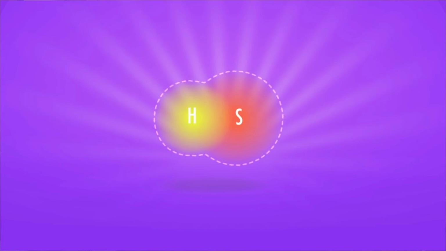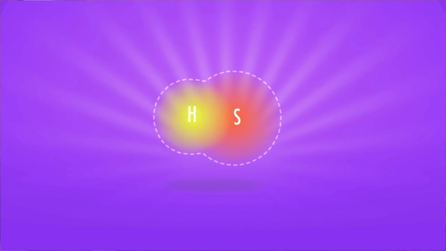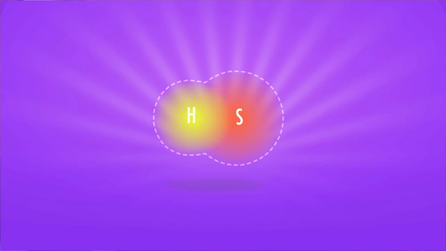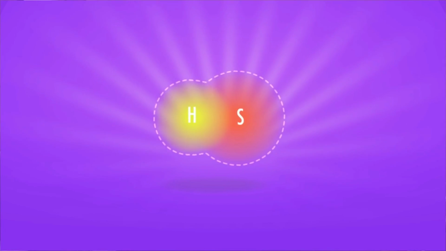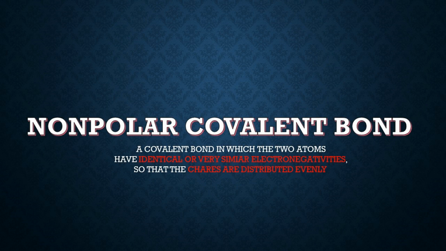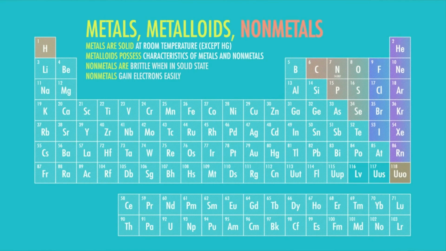However, if we consider the midpoint, where the atoms aren't identical but have similar electronegativities, like hydrogen with an electronegativity of 2.1 and sulfur with 2.5, the difference here is so tiny that the electrons are pretty much still evenly distributed. And we call that a non-polar covalent bond as well. Also, covalent bonds tend to form between non-metals and sometimes metalloids.